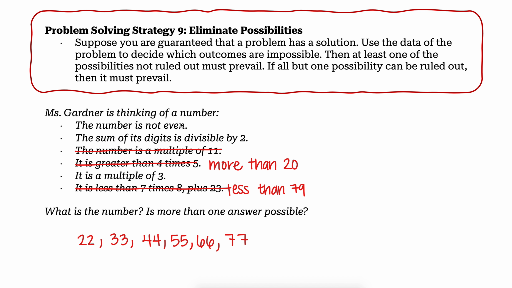We're told the number is not an even number. Okay, so that means it's odd. So let me cross out the even numbers. So I'm down to just 3 choices.